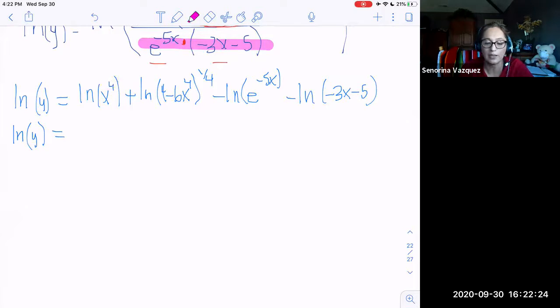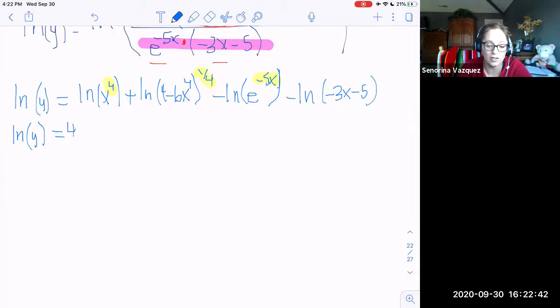This power is going to become a coefficient. Let me change that to a yellow now. So this power is going to become a coefficient. This power is going to become a coefficient. This power is going to become a coefficient. All of this parenthesis is a little bit too short there. All of those powers are going to become coefficients.